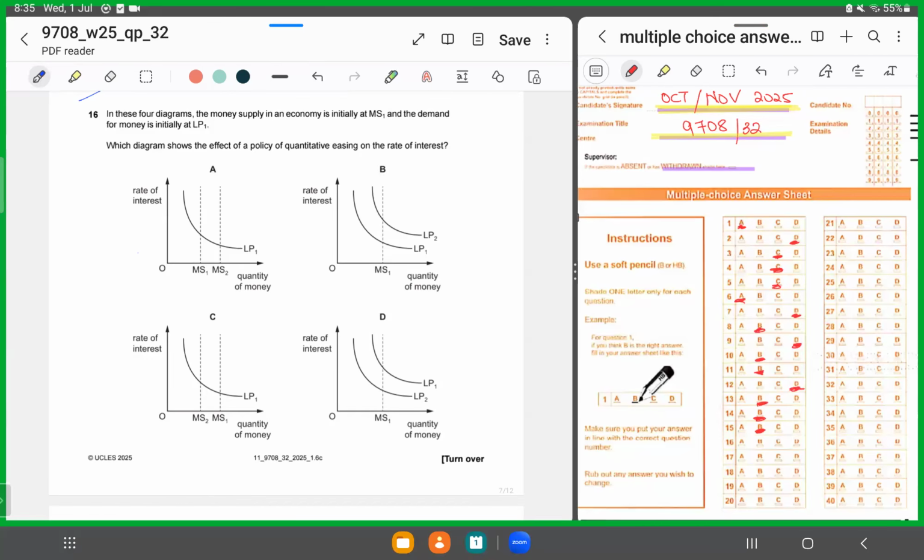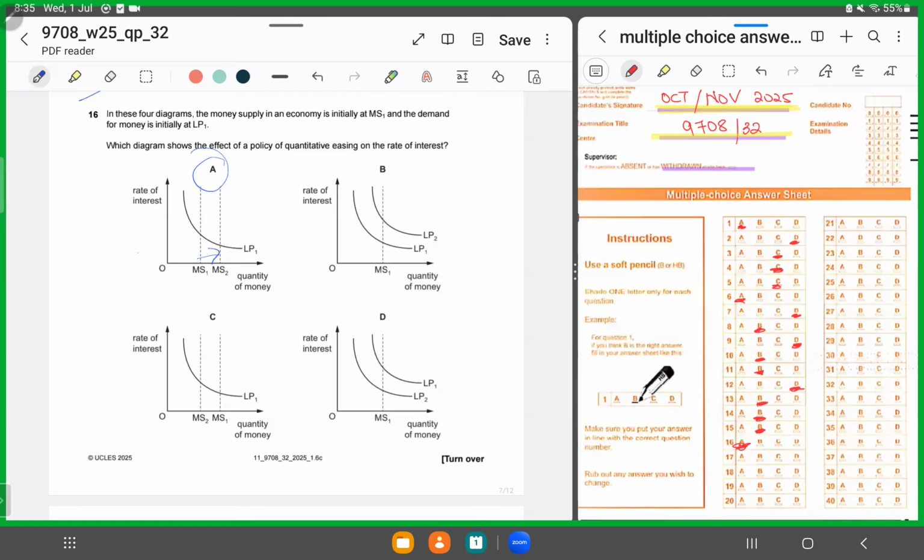Now, quantitative easing will occur when the central bank is buying government bonds and it's injecting money into the economy. So what should happen? Money supply should increase. So money supply would increase from MS1 to MS2. And where is it happening? It's happening in option A. So for 16, we'll shade in A.